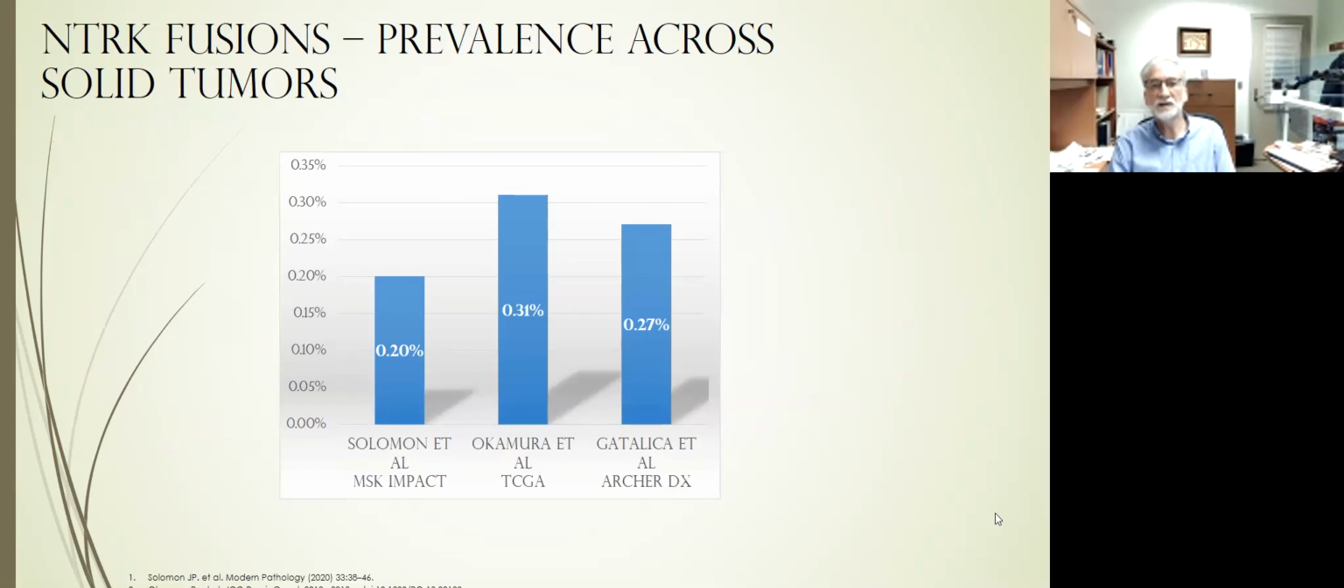We looked at the general population, so a non-selected population of patients that have been sent for comprehensive sequencing at 3 different institutions or consortiums, and found that overall in a population of cancer patients, NTRK fusions are well below 1%, hovering around 0.3% incidence.